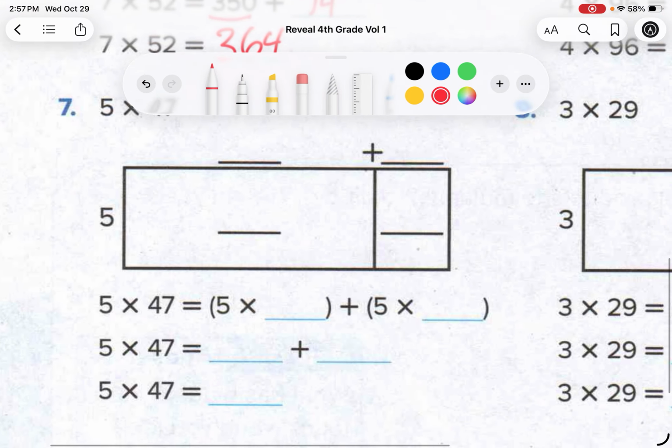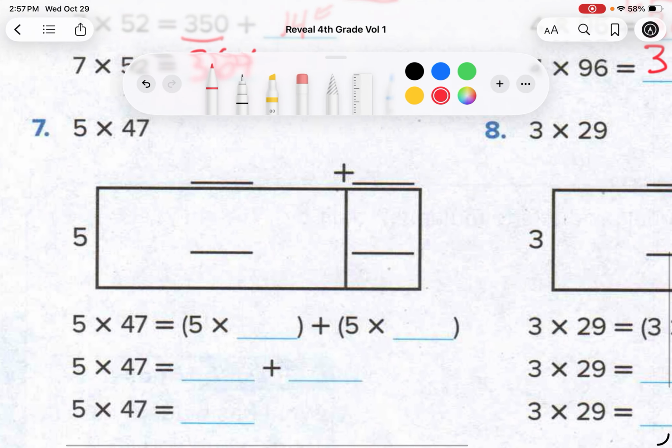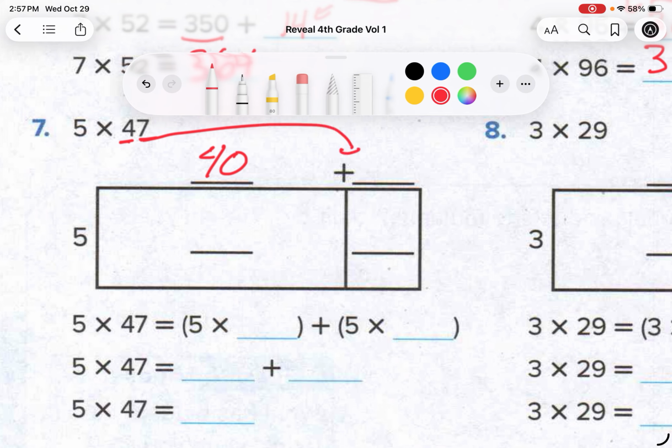Let's head to problem number 7. So notice this one, they left most of the area model blank. So let's see if we can figure it out. Well, we have 4 here, so that's 4 10s or 40. And we have 7 here for 7 1s. What is 5 times 4? Well, that is 20. And then we add that extra 0 on for 200. Same thing here. Since this is the same size as this, what is 5 times 7?